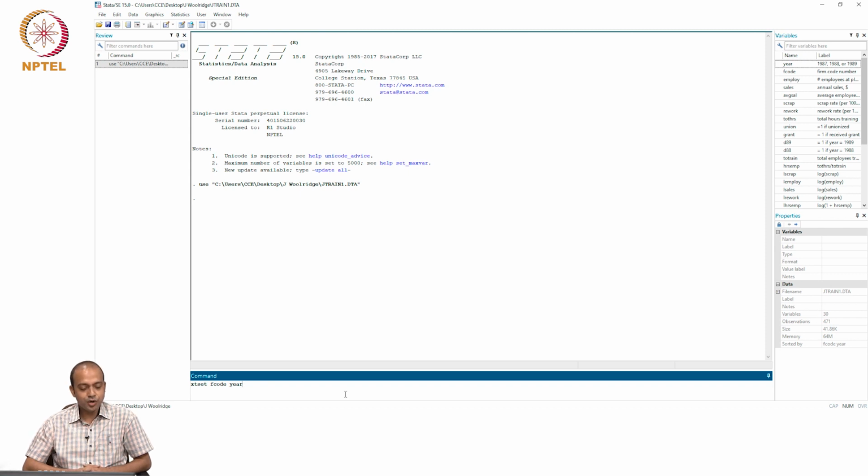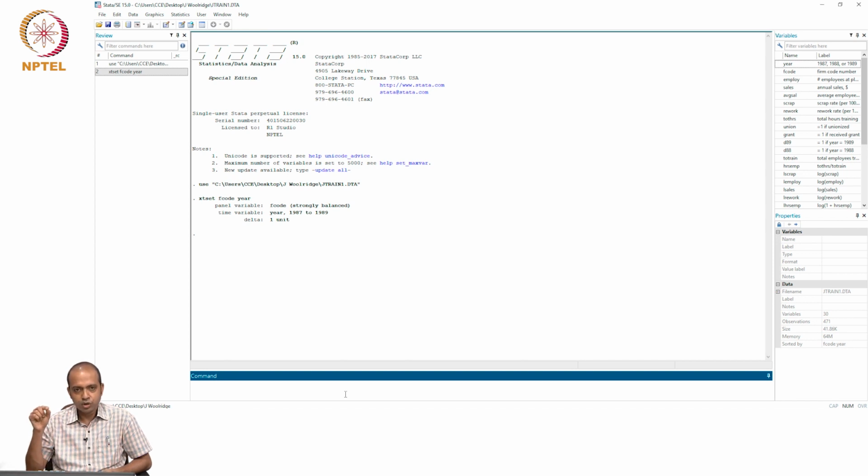X is for F code and T is for T. That is why xtset fcode year, if I put that, then Stata will understand that the panel variable is F code. Panel variable means the individual-specific, entity-wise variable, which is F code, that is the farm code. F code means farm code, right? I have several farms and you have to code 1, 2, 3, 4.